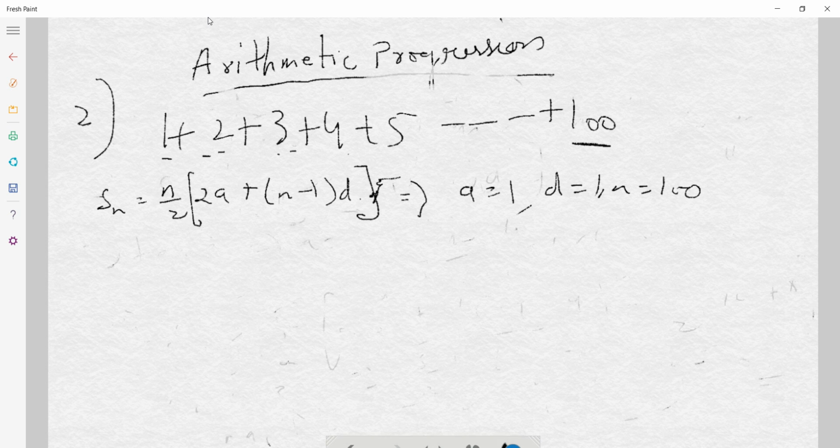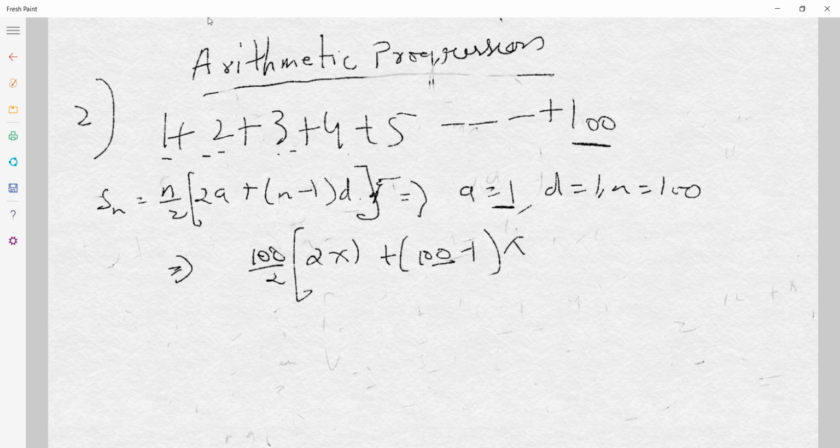So now you're going to substitute this. It's pretty straightforward. So we're going to do 100 by 2, right? And then you're going to do 2 times 1, right? Why 2 times 1? Because a equals 1, right? Plus 100 minus 1, right? Why 100? Because n equals 100. Right, times 1. Why 1? Because d equals 1, right?